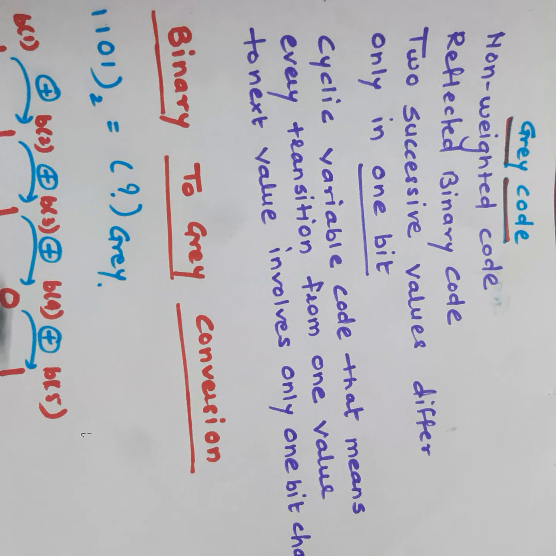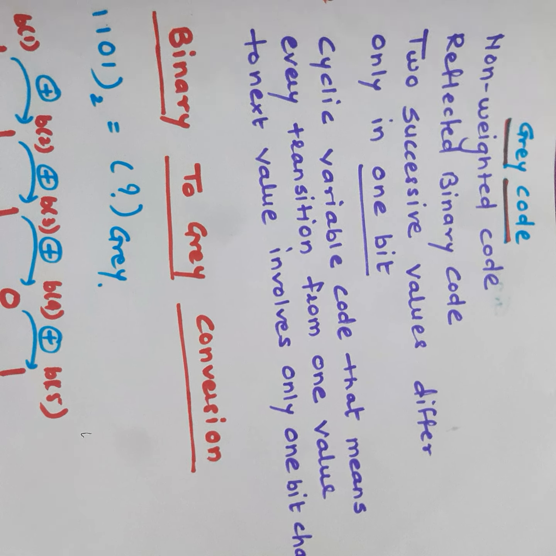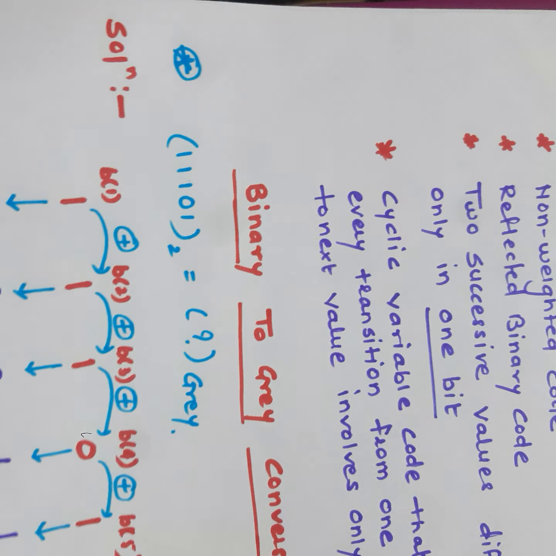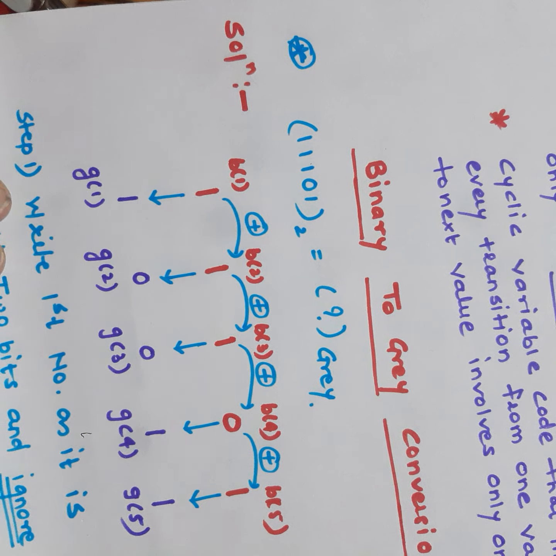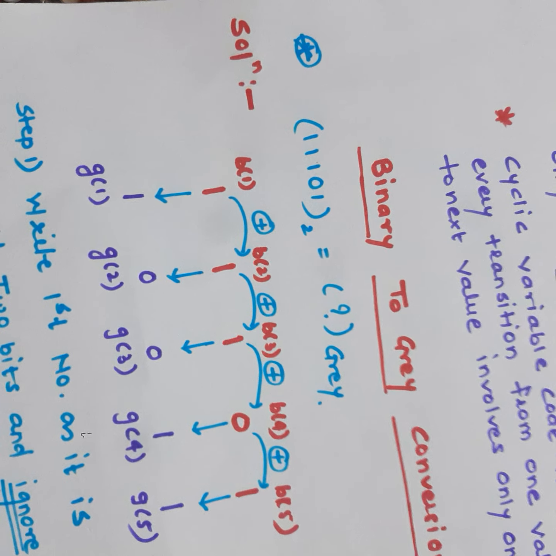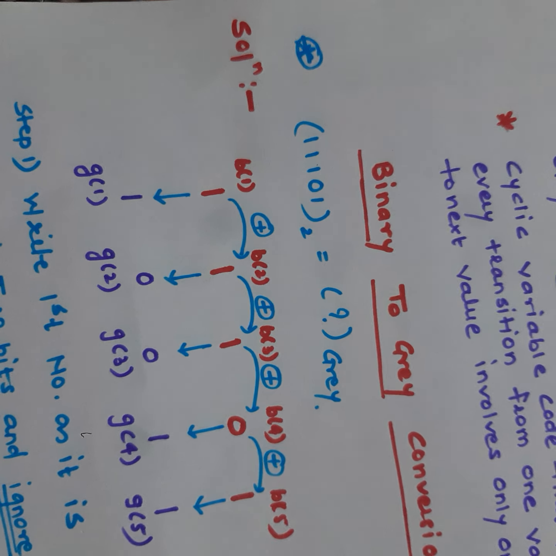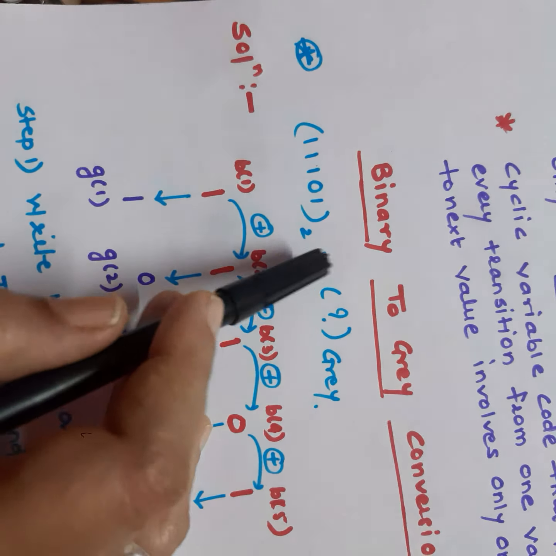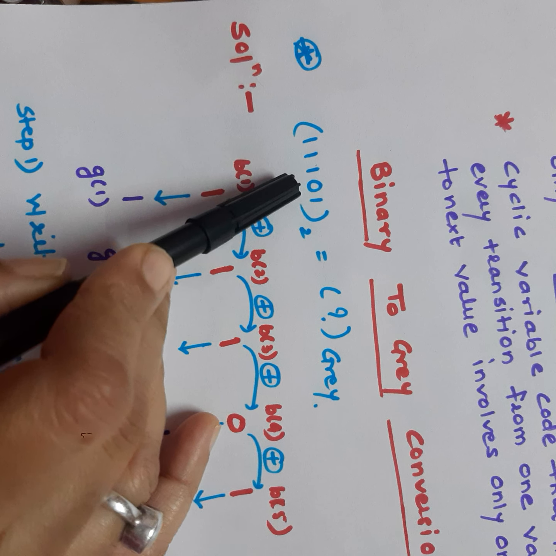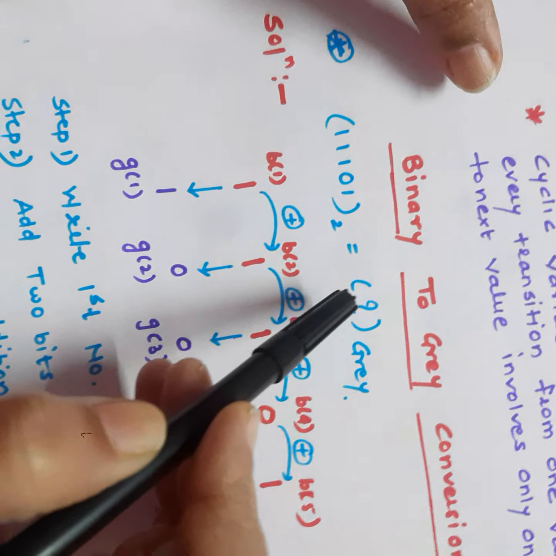Binary to gray conversion is a very important topic. This question can be asked in your paper many times. So just remember how to convert binary to gray. Let us begin with one example. 11101 to the base 2 is equal to question mark to the base gray.